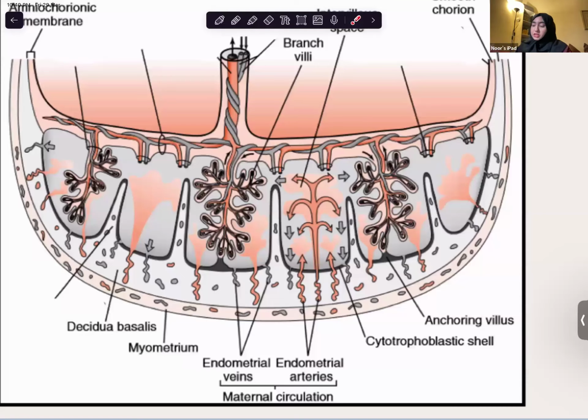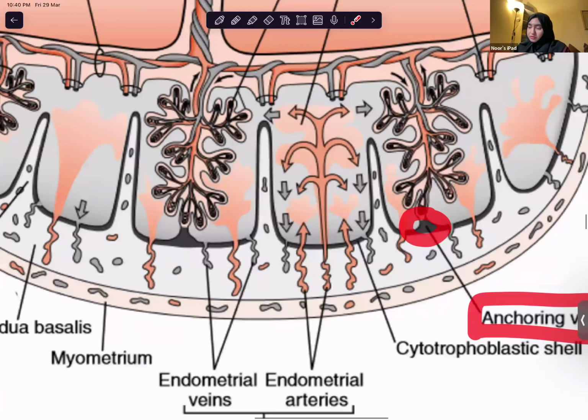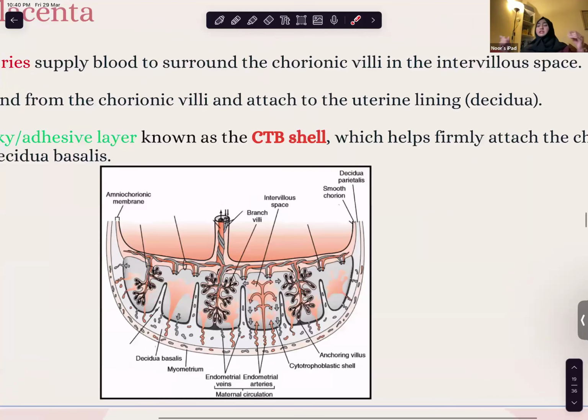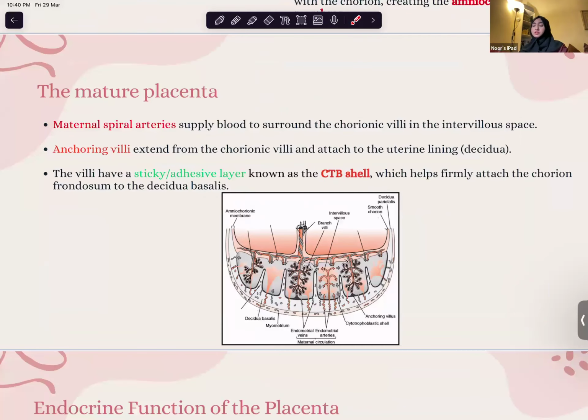Where is the anchoring villi? Look at this structure, anchoring villi. It's basically involved in forming an attachment from the chorionic villi to the uterine lining. So if this is the chorionic villi and this is the uterine lining, this anchoring villi will form a connection and make the connection stronger. So again, it's more like forming a strong connection between chorion and the mother side, which is the decidua.